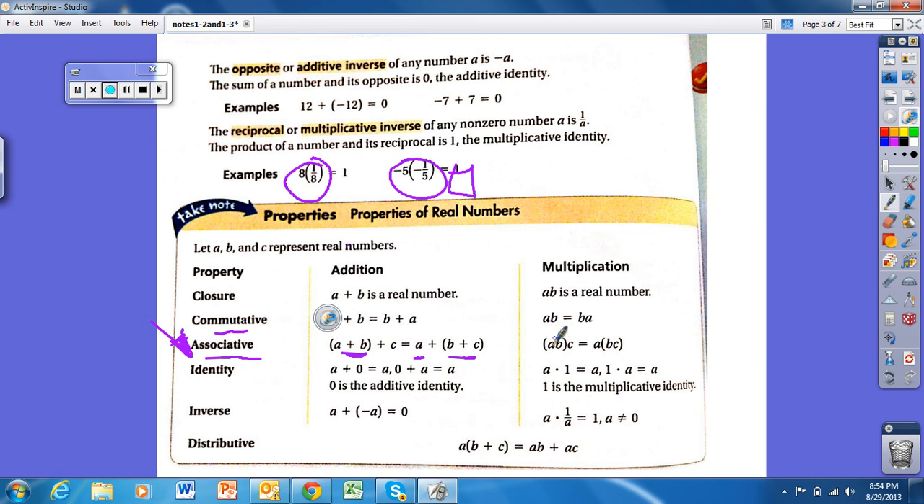So here we say that A times B in parentheses and then times C, or do we do B times C first and then multiply by A? It doesn't matter, you still get the same answer.